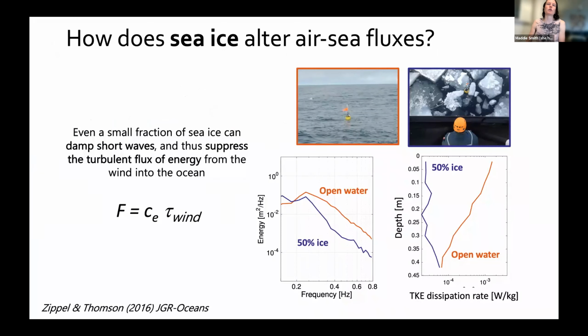And Zippel and Thompson showed with observations from these buoys that even a small fraction of sea ice damps the short waves on the surface. And this in turn suppresses the turbulence from the transfer of energy from the wind into the ocean through the reduction of this term C sub E. So in this example here, the waves are significantly reduced from open water to about 50% ice cover in blue. And we see a corresponding decrease in the dissipation rate profile from the surface downwards.